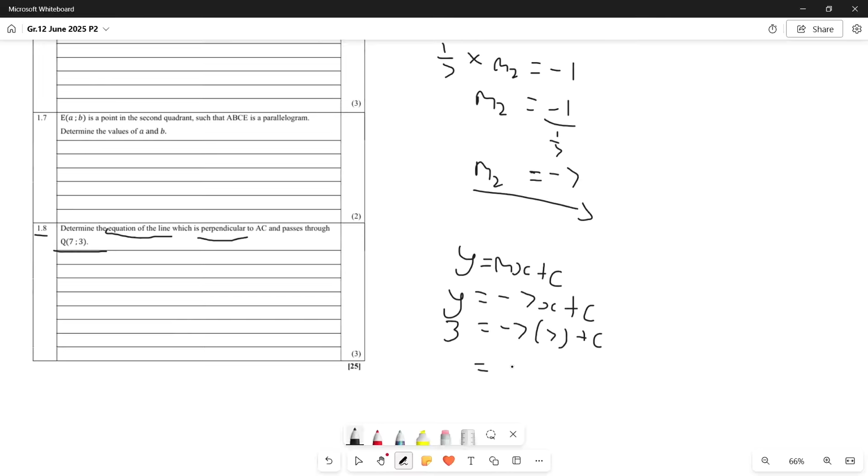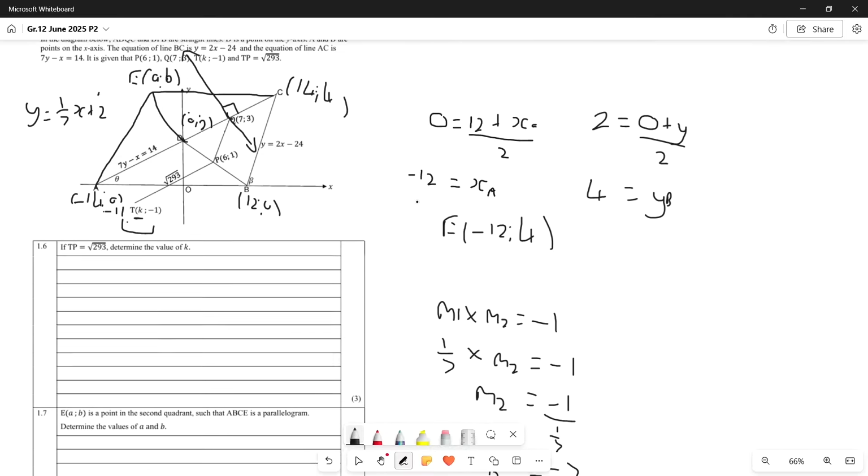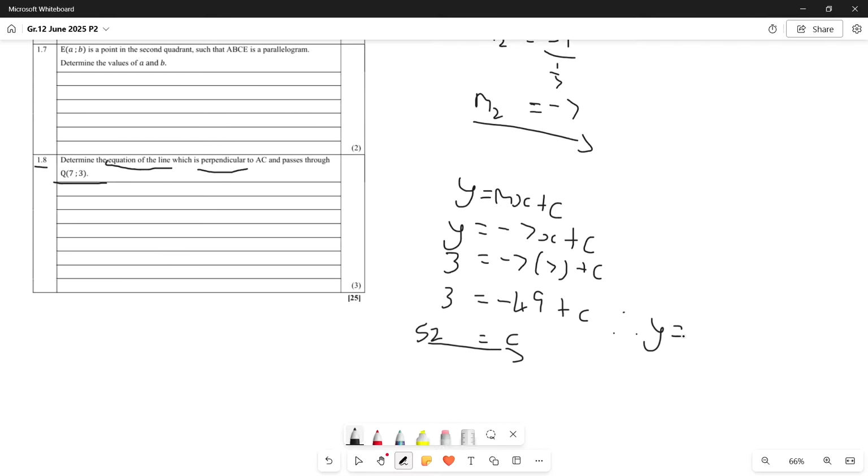So -7 times 7 is -49, and then 3 equals that plus c, and then we can just take our -49 over, it becomes +49, and 49 plus 3 is 52. And that is the value of c, which means our equation of the line that is perpendicular to AC is y equals -7x plus 52. And that is our final answer here for 1.8, earning us 25 marks for this whole section.